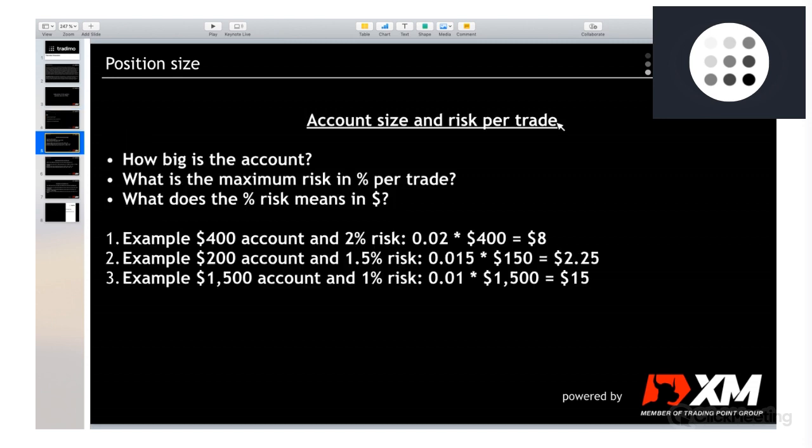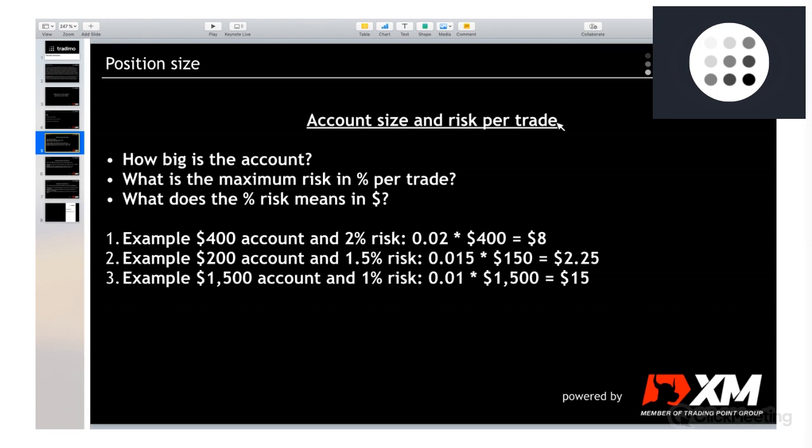Then the next one, account size and risk per trade. This is the first step of the calculation. You should ask yourself, how big is the account? What is the account balance? Then the second one, what is the maximum risk in percentage per trade you want to take? The third one is, what does the percentage risk mean in dollar terms? You can see three simple examples below.